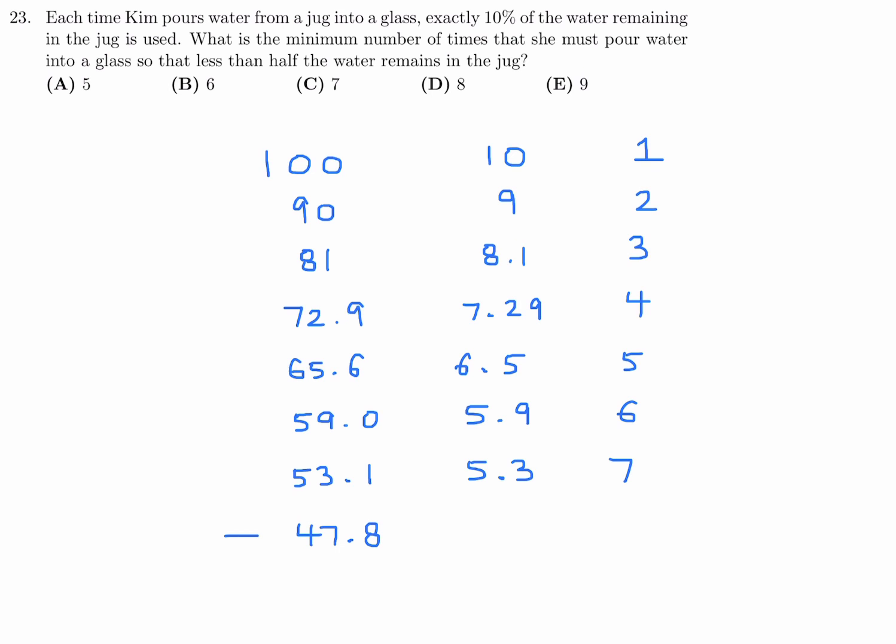And at this point, less than half of the water is in the jug. And it took 7 times. 7 times she had to pour water into a glass for that to happen. So number 23, the answer is C.